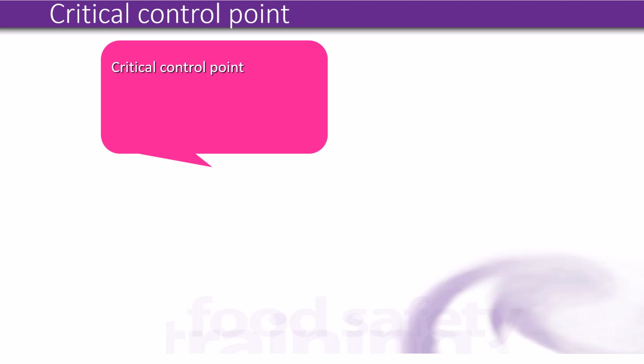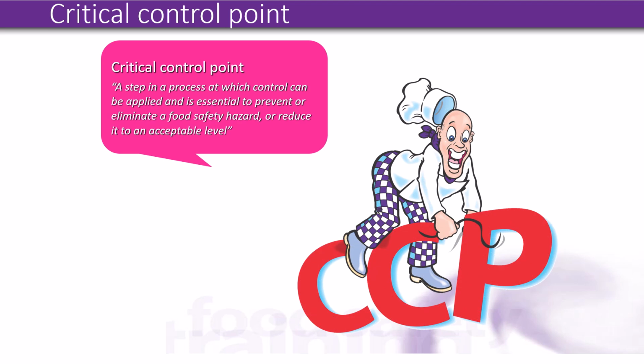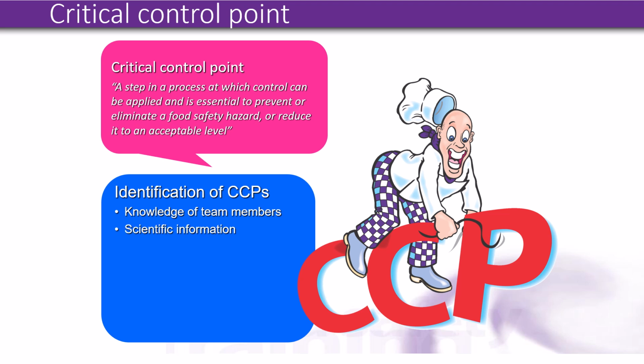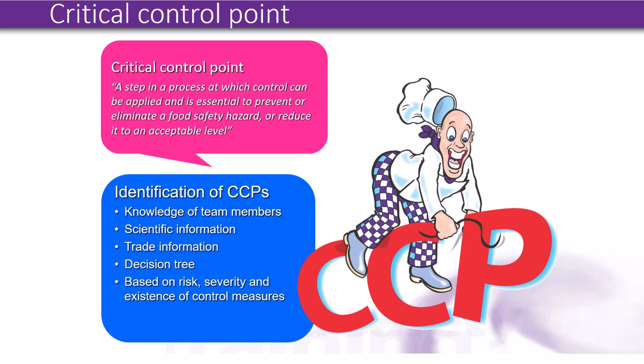So a critical control point is a step in a process of which control can be applied and is essential to prevent or eliminate a food safety hazard or reduce it to an acceptable level. Identification of CCPs: knowledge of team members, scientific information, trade information, using the decision tree, based on risk, severity and existence of control measures. And Codex states that you must minimize the numbers of critical control points.